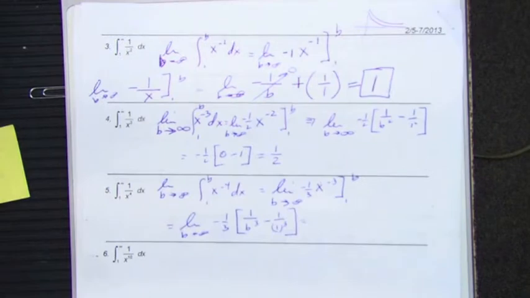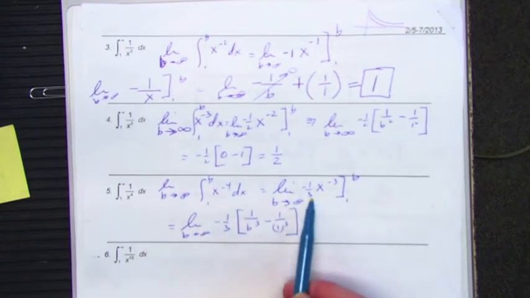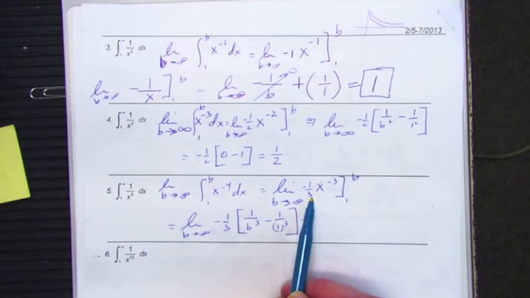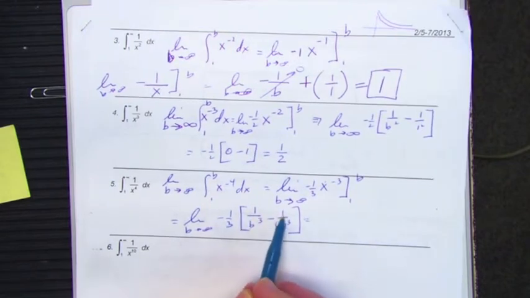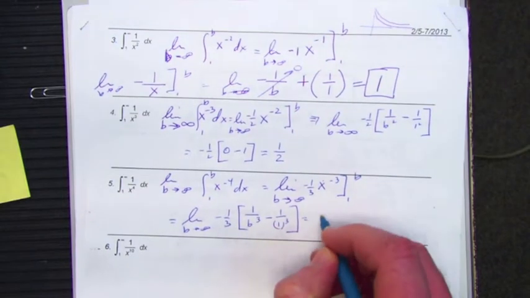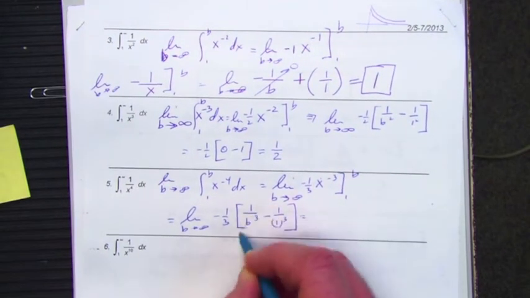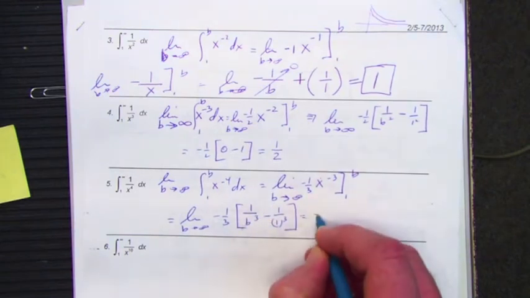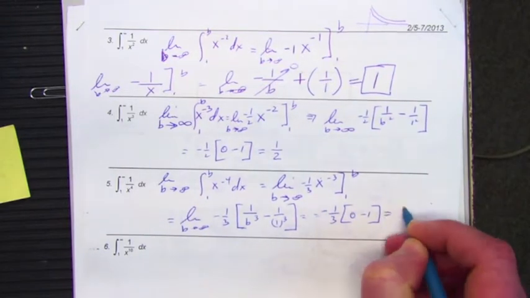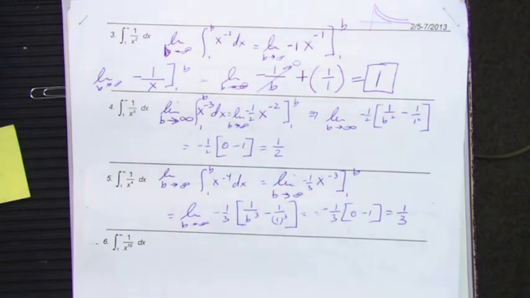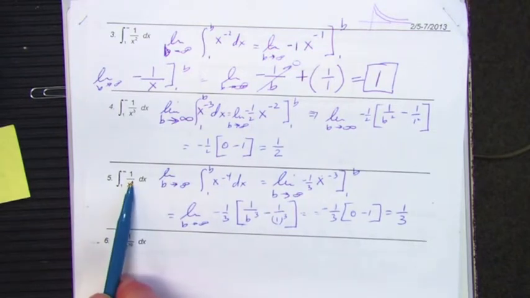If I went ahead and did this, that became x to the negative third, and then negative 1/3 came out front, from 1 to b. When I plugged in, I pulled the negative 1/3 out front. So this becomes b cubed in the bottom, and 1 over 1 cubed there. The 1 over b cubed is 0. So I get negative 1/3 times 0 minus 1, which equals 1/3. Is that getting smaller? Have you figured out the pattern yet? What's the pattern? 1 over the exponent minus 1.